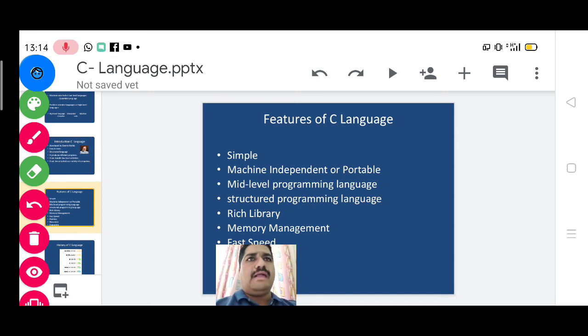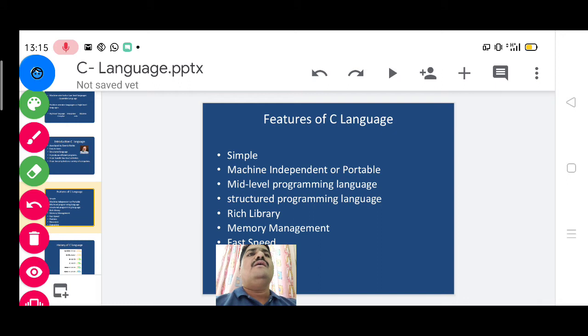The second feature is that it is machine independent or portable, unlike assembly language. C can be executed on different machines with some machine-specific changes. Therefore, C is a machine independent language.